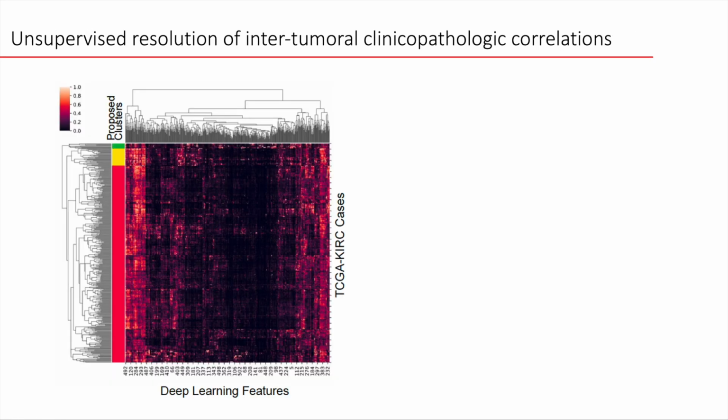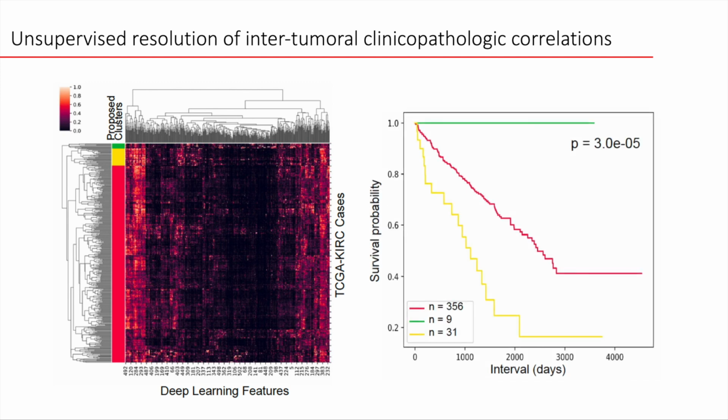So again, to do this, we focused exclusively on the clear cell carcinomas of the TCGA network. We clustered them based on their feature representations. Here are the 512 features, and here are the 3 clusters that were proposed. And then we wanted to see if these had any clinical correlations of significance. And here it is. We see that, in fact, they have remarkably different clinical outcomes, which was both surprising and exciting for us.